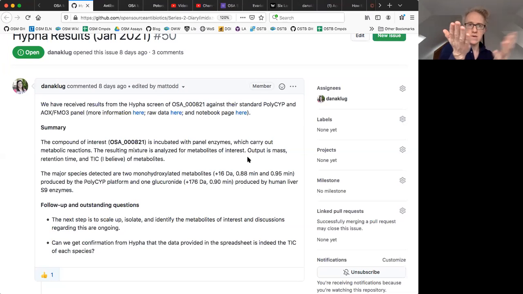So I was hoping exactly for this, that they found something that was looking decent and should allow us to find out what we've got. Two monohydroxylated metabolites, which is the thing. Those are the things that we get from them. That's good. We'll see what they say.